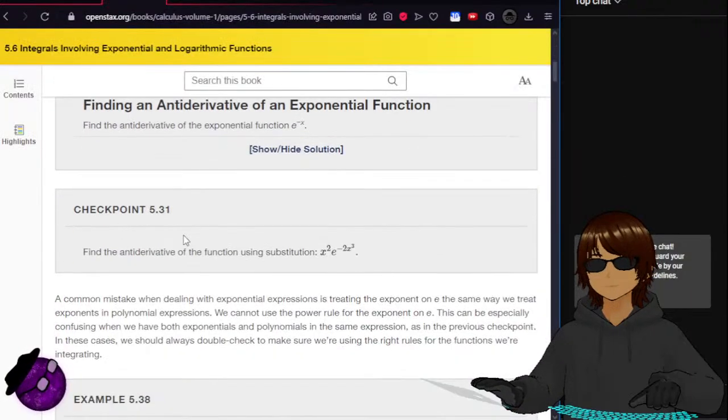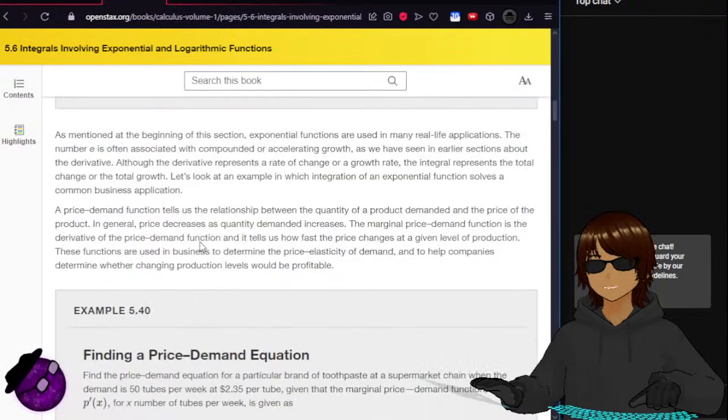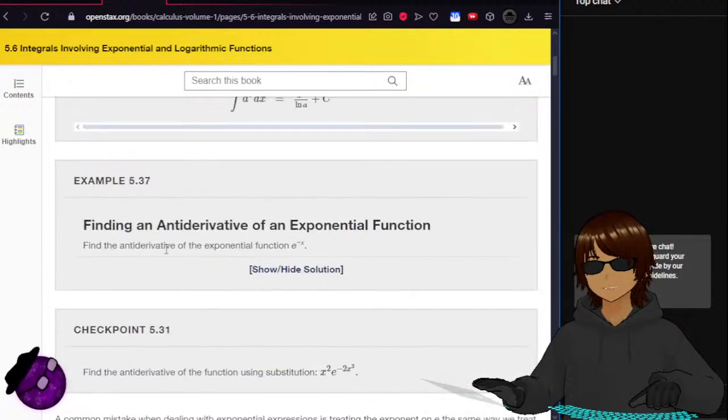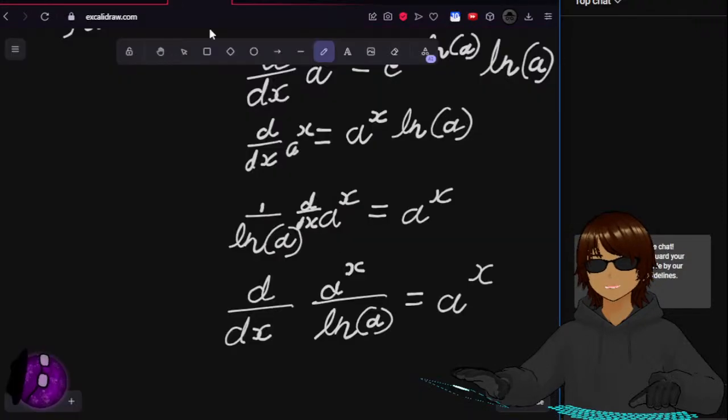Do they use the same proof? Or do they use any proof? Nope. Okay, so what's here? Find the antiderivative of the exponential function e to the power of minus x.